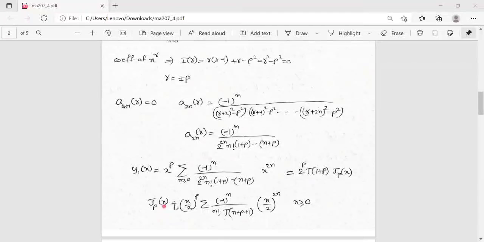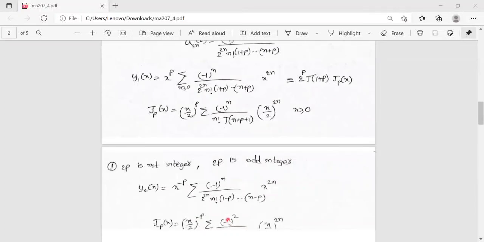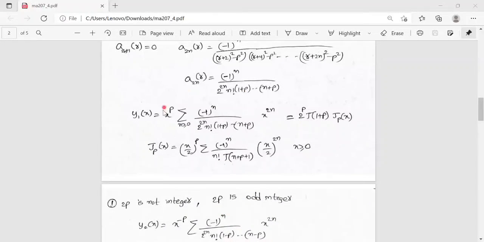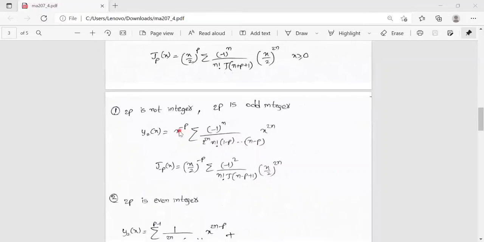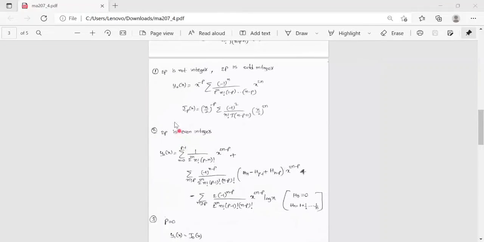Jp at x is equal to the Bessel function. This is called the Bessel function. It is the sum of terms with x by 2 power 2n plus p, and we have the coefficient like this in the simplified manner. This is one of the solutions, and to find the second solution, we have three different cases. Actually, four different cases.